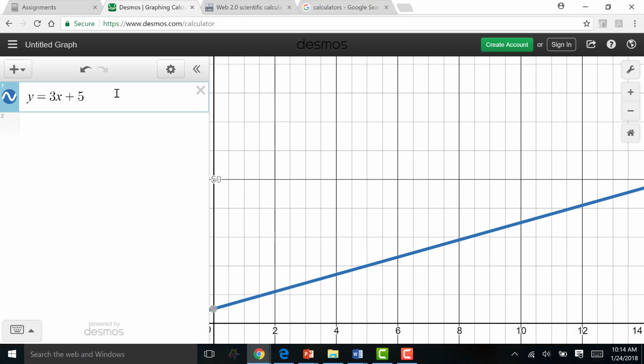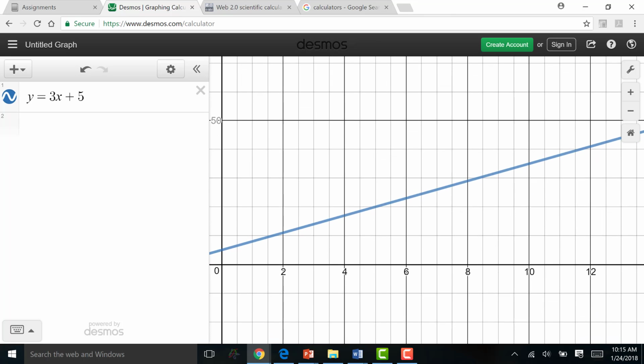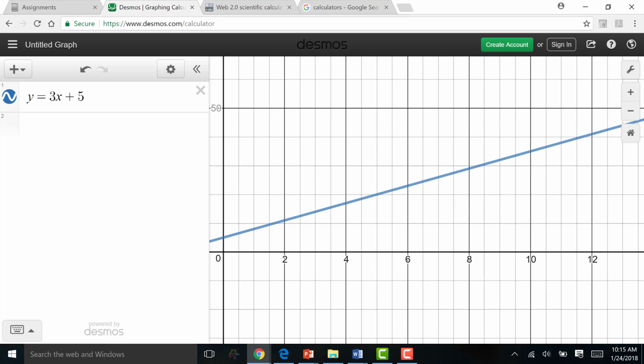Now, the other question I have, this number tells me what again? The 5 tells me what? The y-intercept. It's the y-intercept, which means it what now? It intercepts or touches the y-axis at that point. So if I scoot this screen up just a little bit so you can see it, can you see that that's a 5 right there?